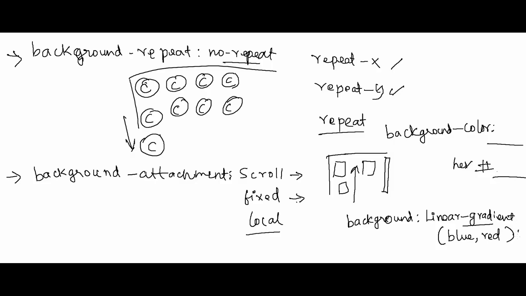So gradient means, you just try this. We have given in Photoshop what is gradient, right? You just try this for background color. Okay, so it won't consider the image. Instead of the image, these 2 colors will be applied combinedly.